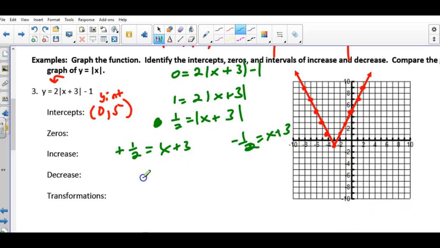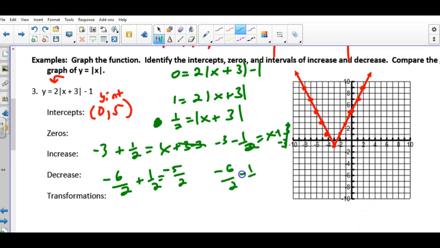Now, subtract 3, so you have negative 3. On this side, that cancels. So I'm going to convert negative 3 to have the same denominator over 2. So how about negative 6 over 2, because negative 6 divided by 2 is negative 3. And negative 6 over 2 plus 1/2 will give us negative 5/2. And over here, subtract 3. We'll convert that to negative 6 over 2 minus 1/2, and that'll give us negative 7/2. That's our other x-intercept.